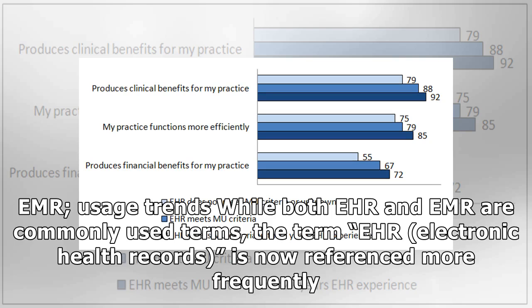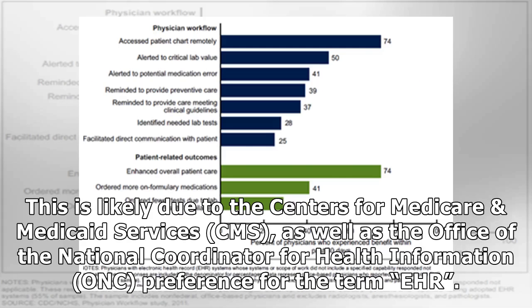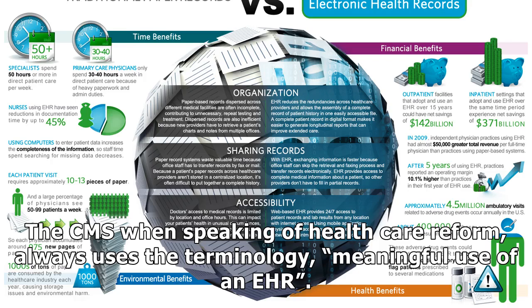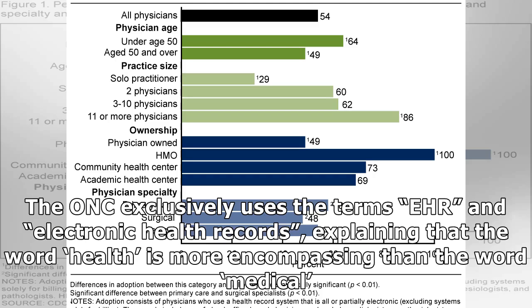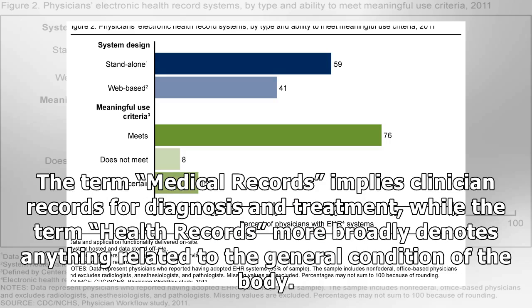EHR versus EMR usage trends. While both EHR and EMR are commonly used terms, the term EHR, electronic health records, is now referenced more frequently. This is likely due to the Centers for Medicare and Medicaid Services. The CMS, when speaking of healthcare reform, always uses the terminology meaningful use of an EHR. The ONC exclusively uses the terms EHR and electronic health records, explaining that the word health is more encompassing than the word medical. The term medical records implies clinician records for diagnosis and treatment, while the term health records more broadly denotes anything related to the general condition of the body.